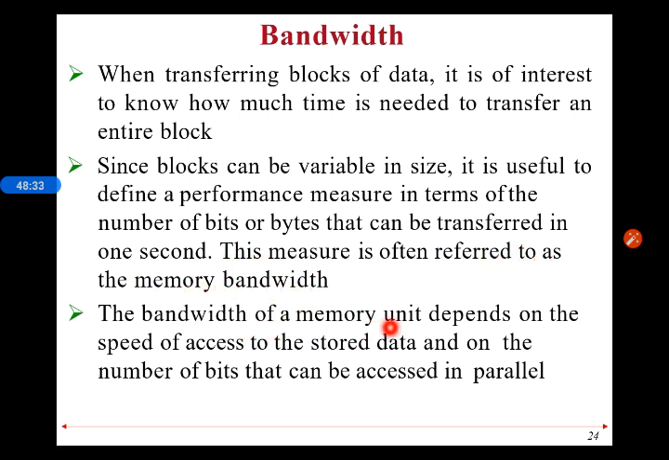The bandwidth of the memory unit depends on the speed of access to the stored data and on the number of bits that can be accessed in parallel. So what is bandwidth? The definition of bandwidth is like this: it measures the number of bits or bytes that can be transferred in 1 second, and it depends on the speed of access to the stored data and on the number of bits that can be accessed in parallel.